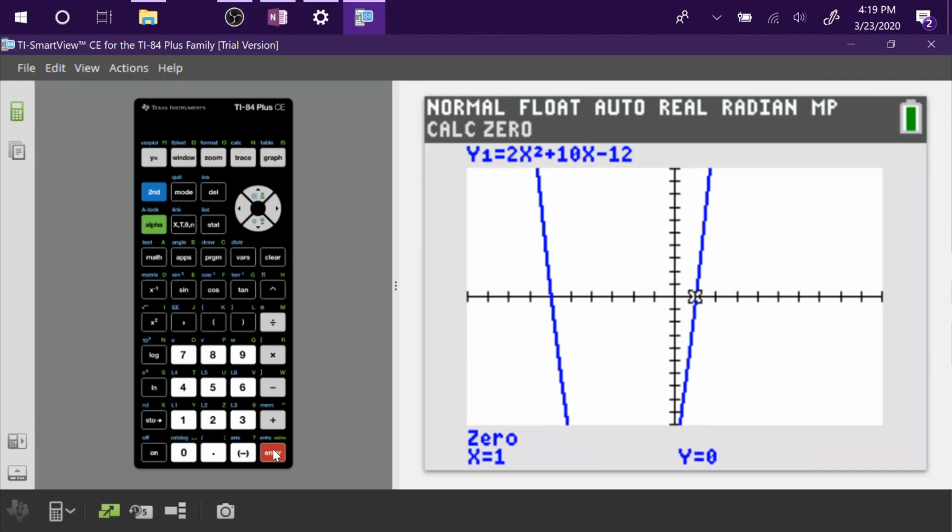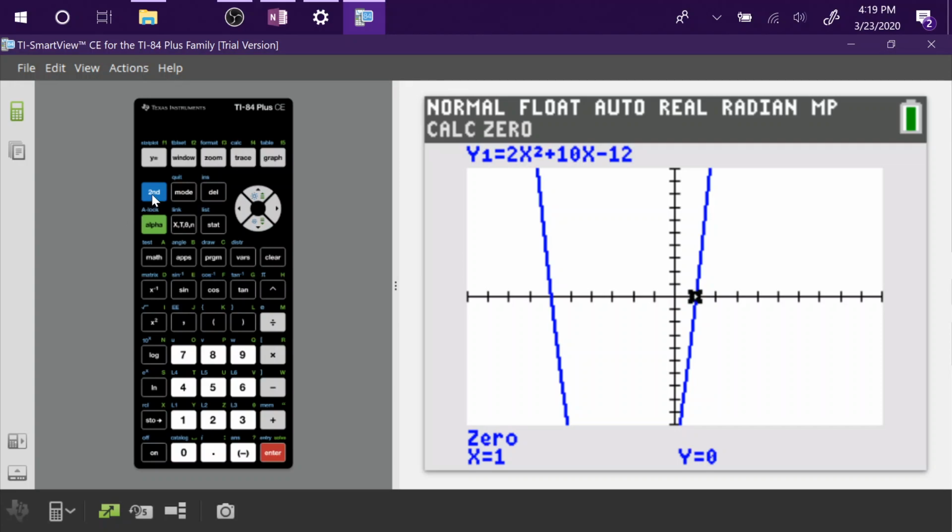One thing to note is that you never want to have your left bound and your right bound such that both of your solutions are within them, because it'll confuse the calculator. So now you see that this has popped up and it says 0, x equals 1. That's one of our two solutions to this quadratic.